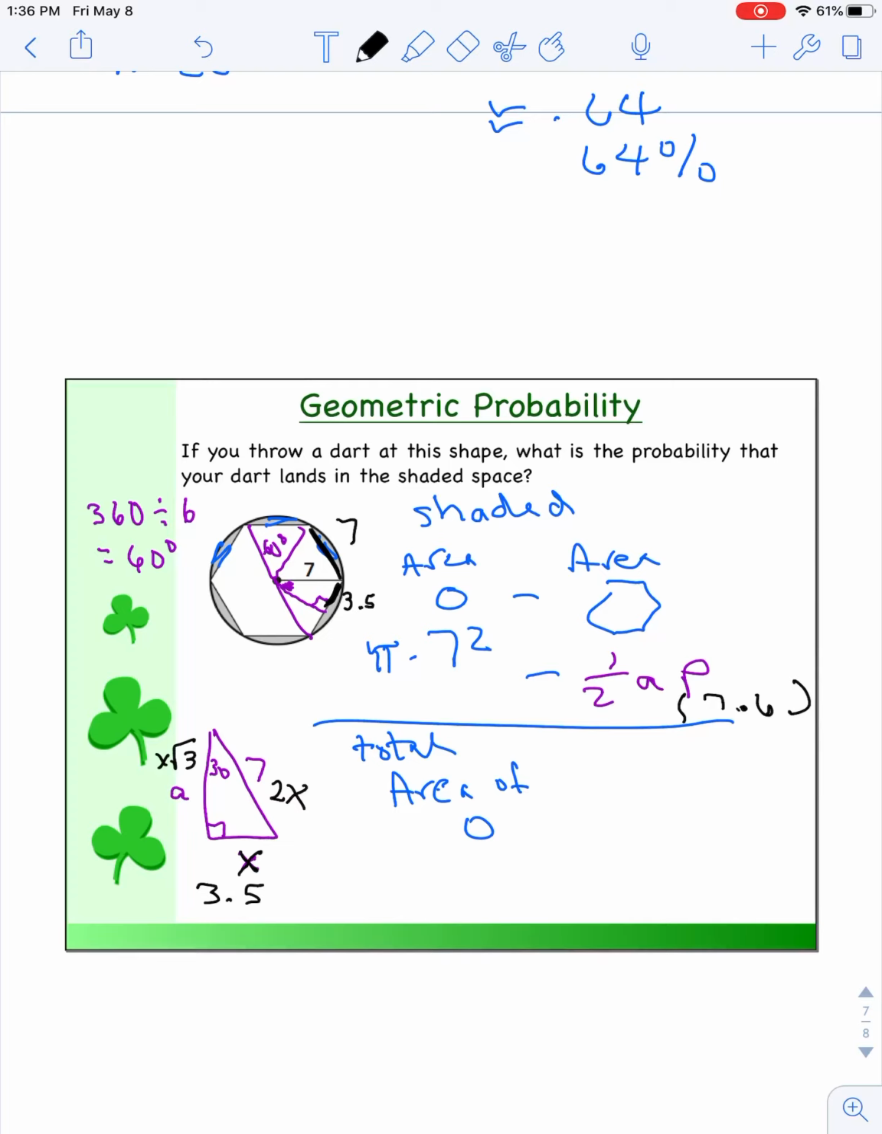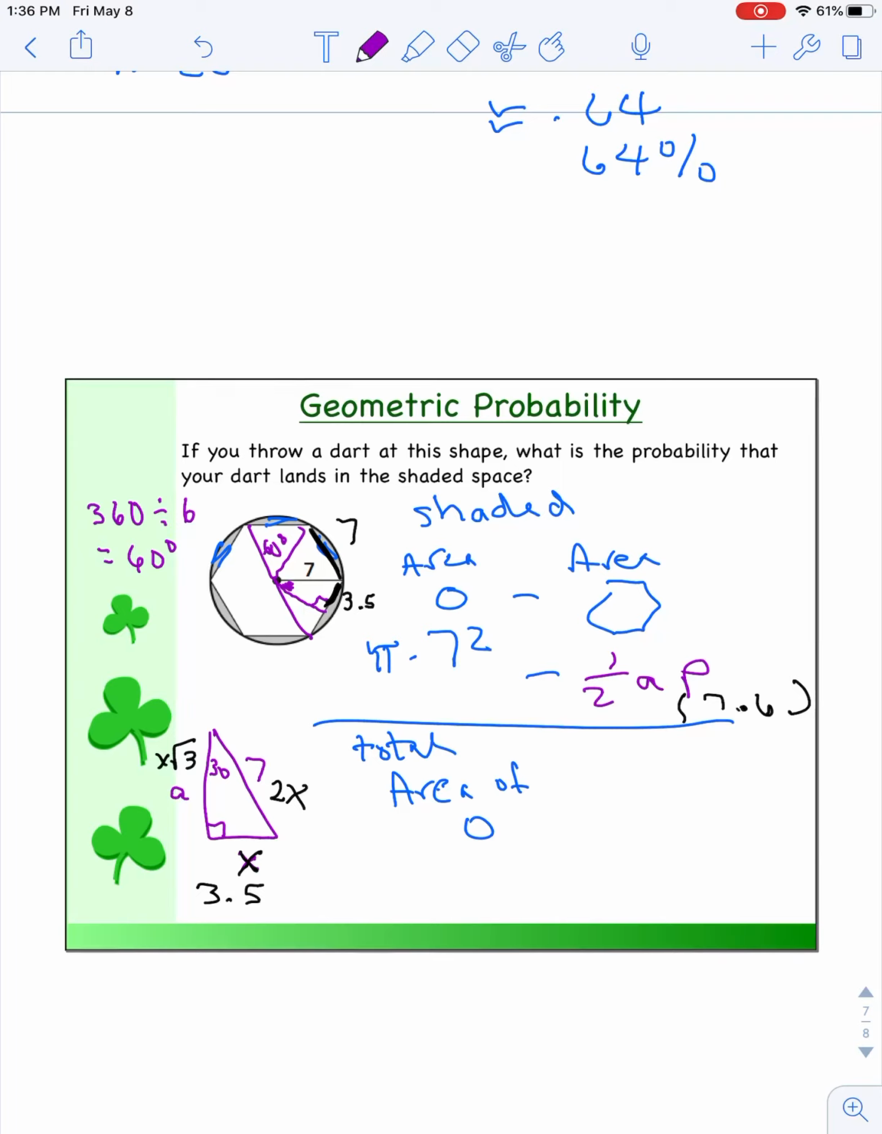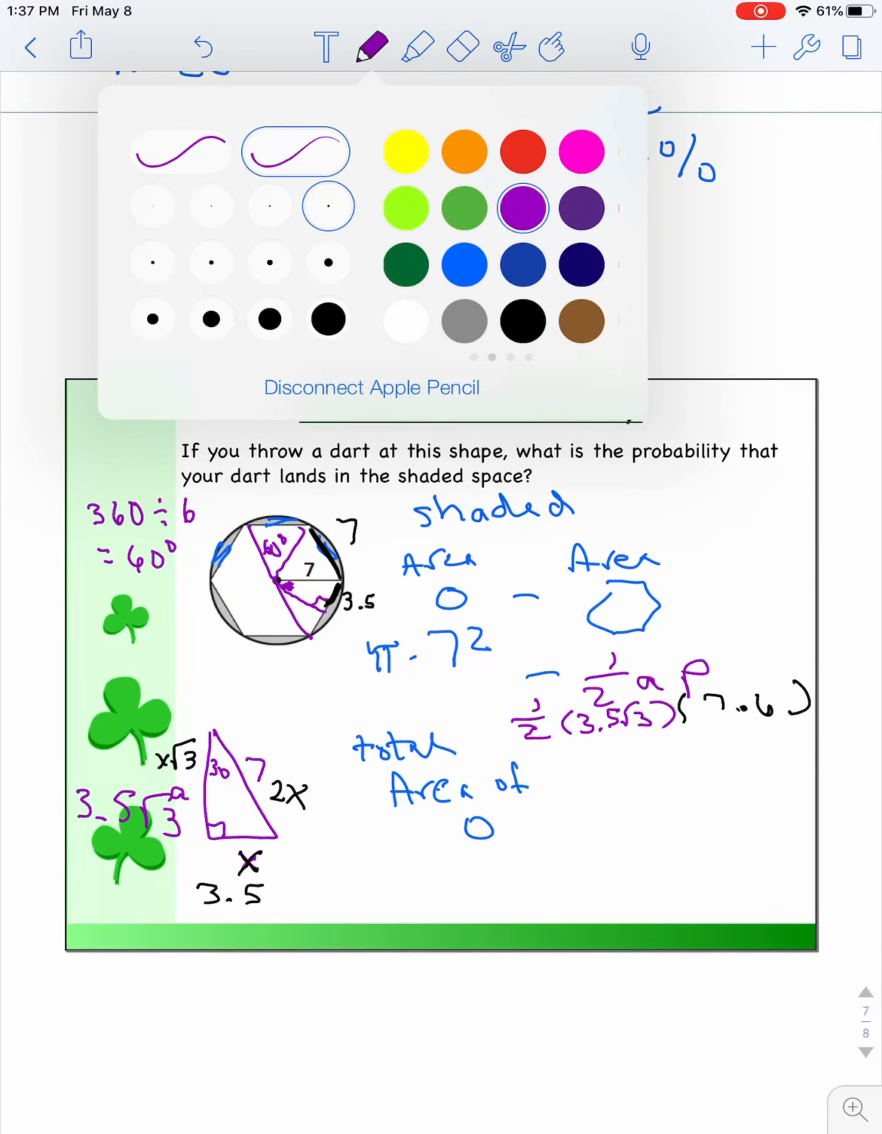Now let's work on the apothem. Well, if x is 3.5, then our apothem is x times the square root of 3, or 3.5 square root of 3. So now I found my apothem. That's a little messy, so I'm going to rewrite it over here. So I have 3.5 square root of 3, and then I still have to multiply that by 1/2.